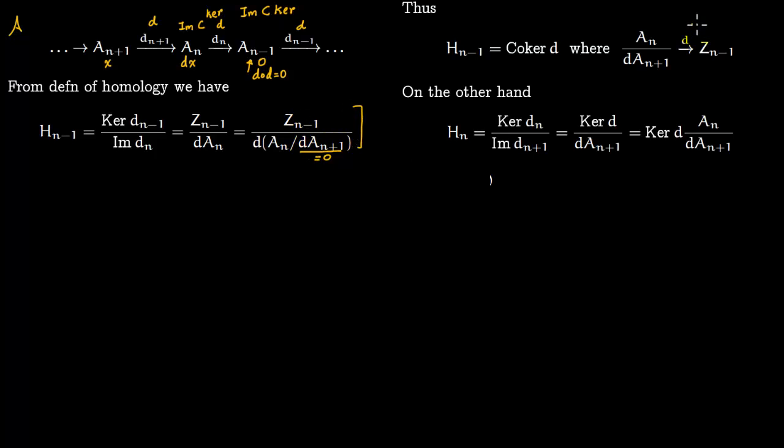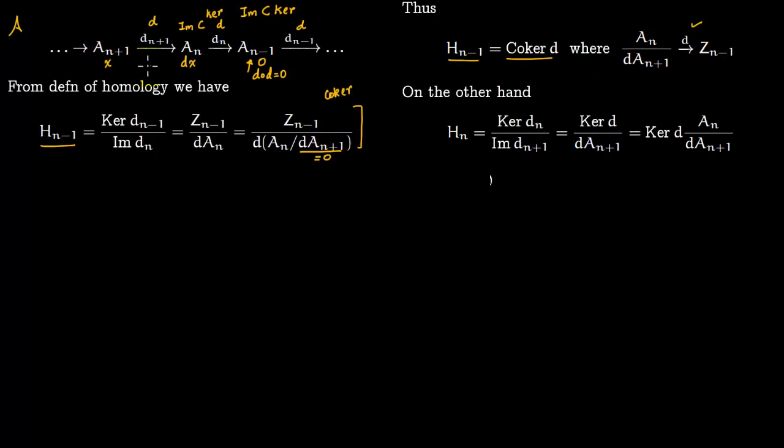Why are we writing it like this? Because we need this form. So consider this map here, A_n over d(A_{n+1}) to Z_{n-1}. Basically this denominator I am copying right here, and the numerator I am copying here, and this is the map d. So that means this is the cokernel of this map, by definition of the cokernel. So the cokernel of d is now H_{n-1}. So we have redefined H_{n-1} as the cokernel of this map just by defining this map like this.